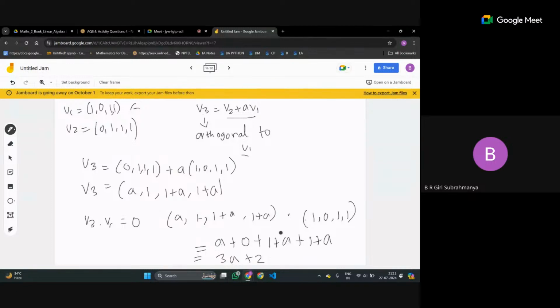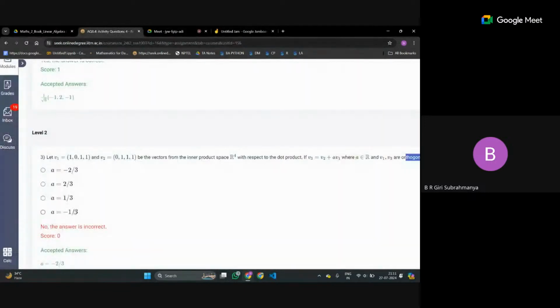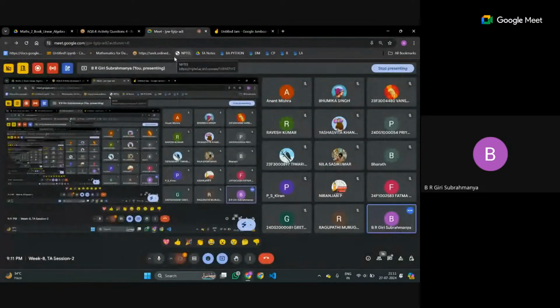We know that this is equal to 0, correct? We know that 3A plus 2 is equal to 0 because the dot product of V3 and V1 is going to be 0. So from this we can see A is minus 2 by 3. So minus 2 by 3 is here. Understood? This third question, I think it was simple, right?